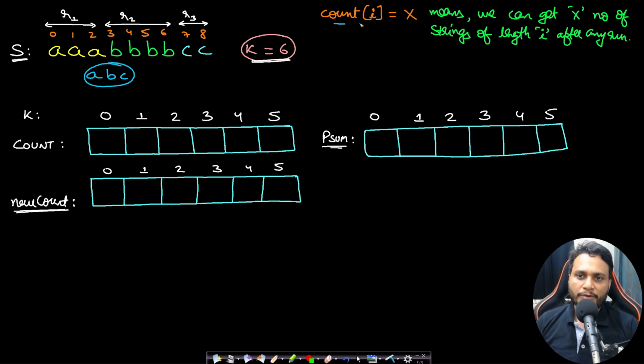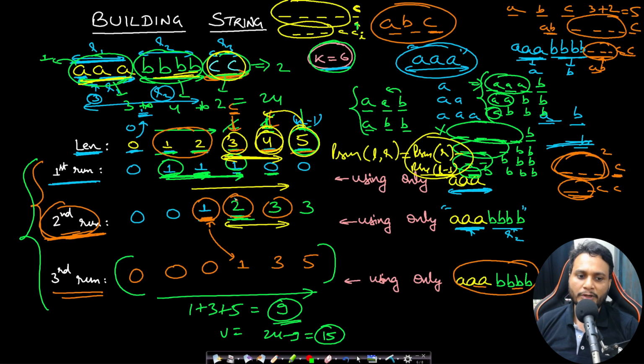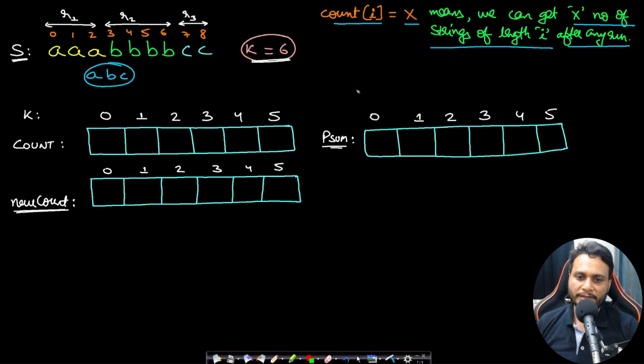Now in this case, the count at I equals X means that we can get X number of strings of length I after any run, which was the same thing which I had shown here. The 2 here means that if we have 3 slots and we have the first 2 runs, then I can fill it up in 2 ways. That is the meaning of it, right? That is the same thing which the count will be doing.